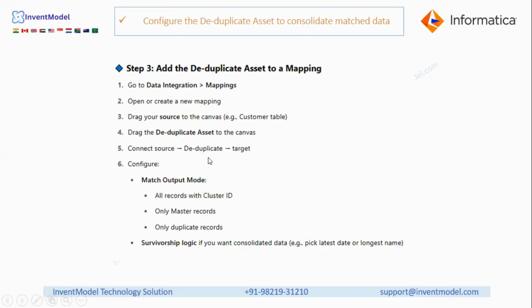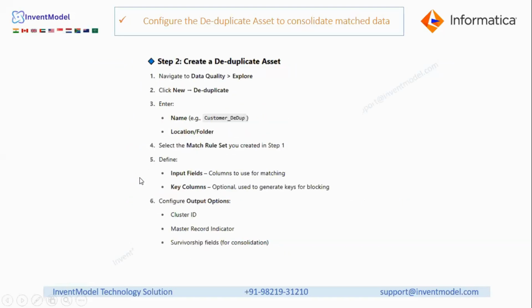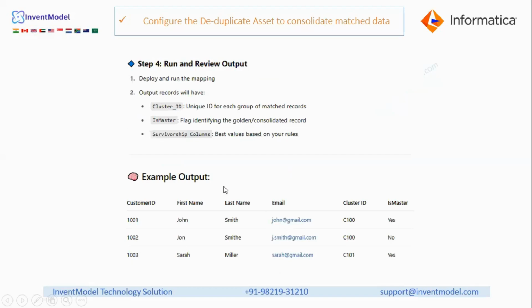Mostly after this, we will use a filter in the CDI mapping to segregate the records, like master records and duplicate records. Then we can get the master record on the basis of survivorship logic. Here we will have the master record indicator, which is Y or N. If it is Y, this is a master record, so we can get only the master records after applying that filter.